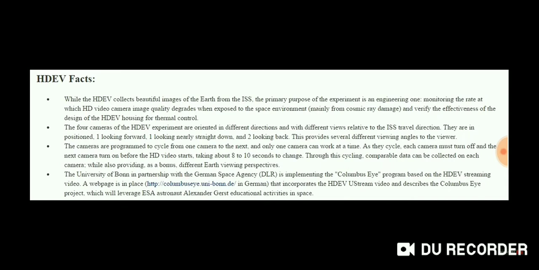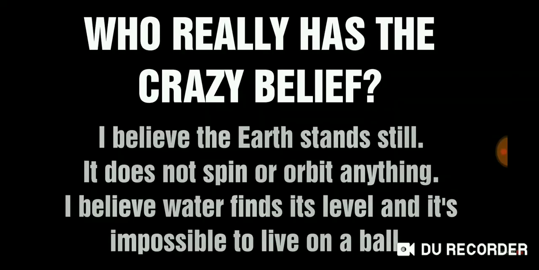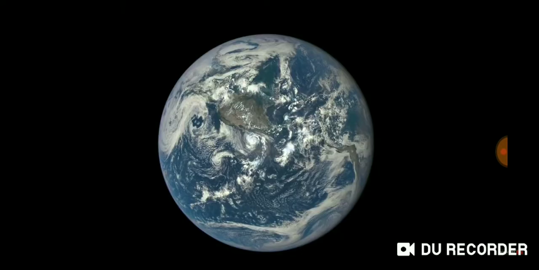Why can't we see stars? Oh, it's because of shutter speed and aperture. I can't wait for that day that autofocus or pre-programmed cameras are invented. Then we'll get to see our home. So, who really has the weird belief? Who's crazy? I believe the Earth stands still. It does not spin, doesn't orbit anything. I believe water finds its level, and it's impossible to live on a ball.